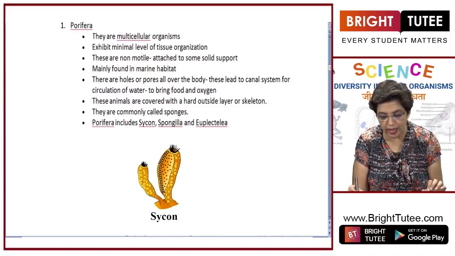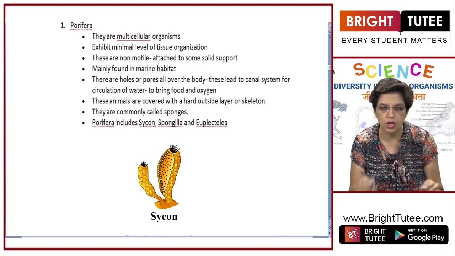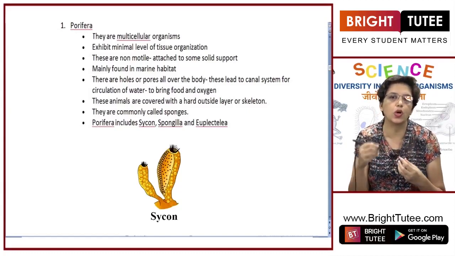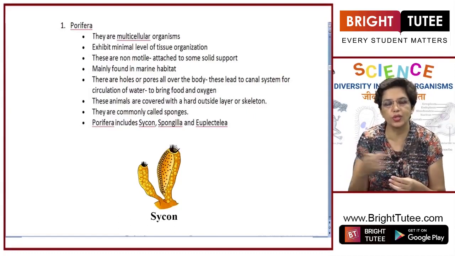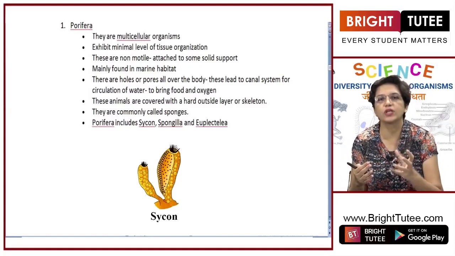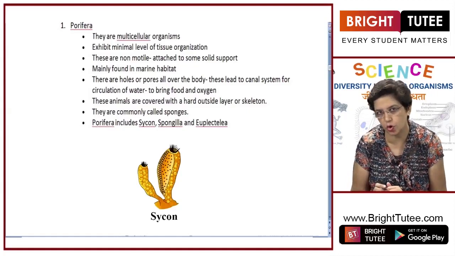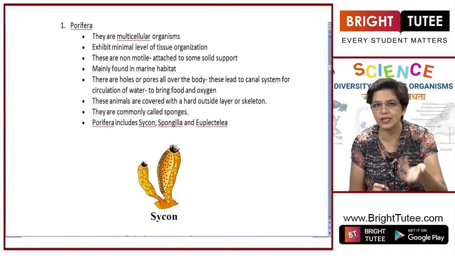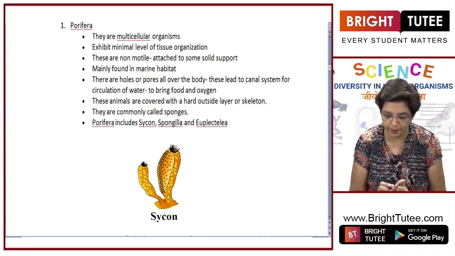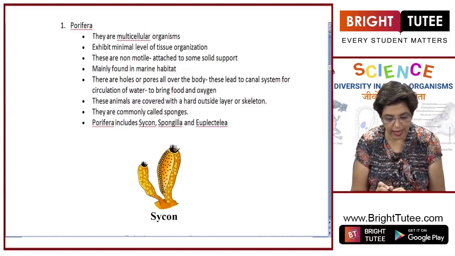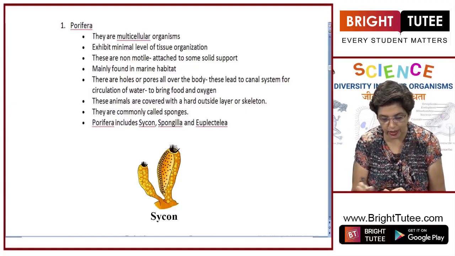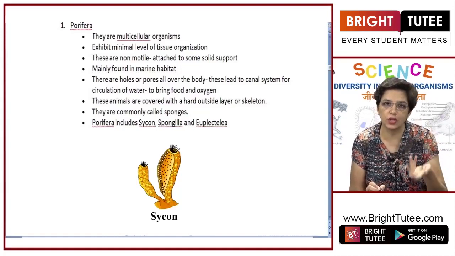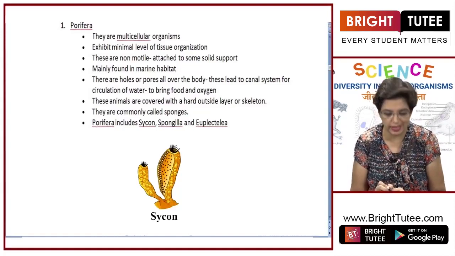Next, there are holes or pores all over the body. These lead to a canal system for circulation of water to bring food and oxygen. Their body has pores all around it, and water flows through them. Through that water, oxygen and nutrients are absorbed and all the excretory products are released into the water. Next, these animals are covered with a hard outer layer or the exoskeleton. If the skeleton is present on the outside, it is called exoskeleton.